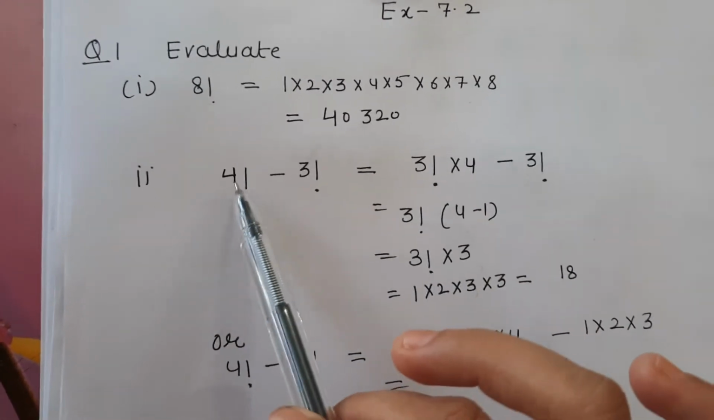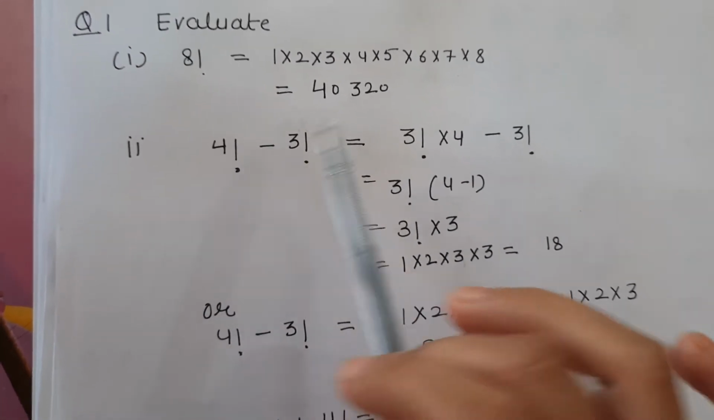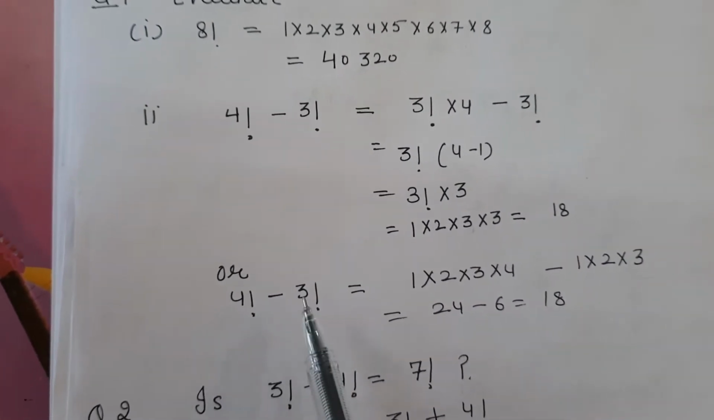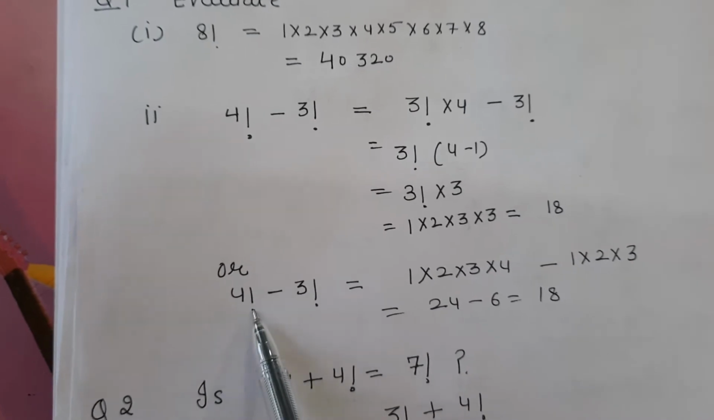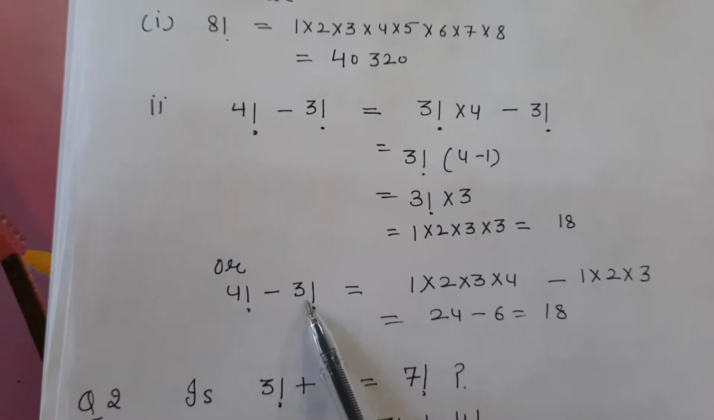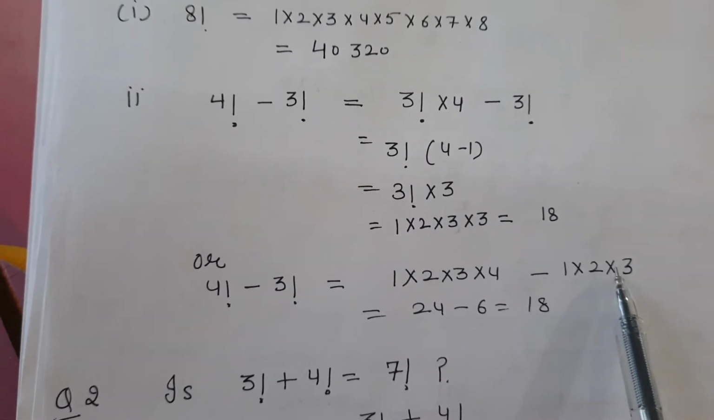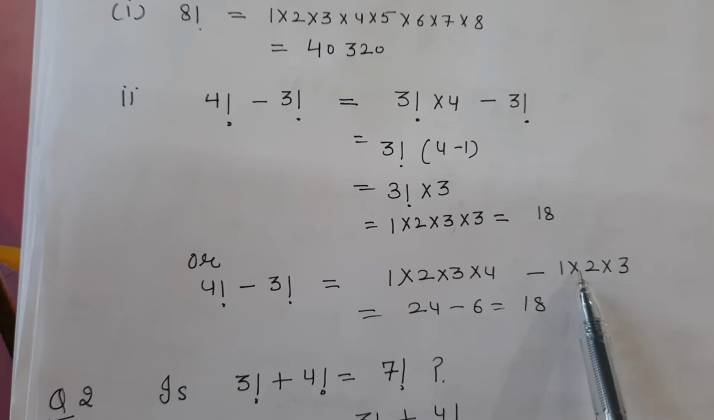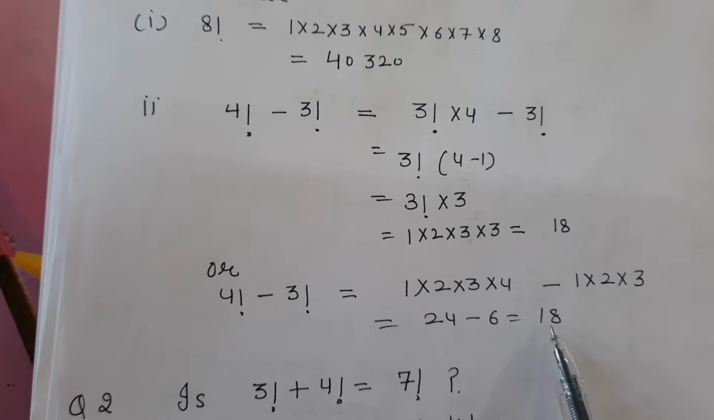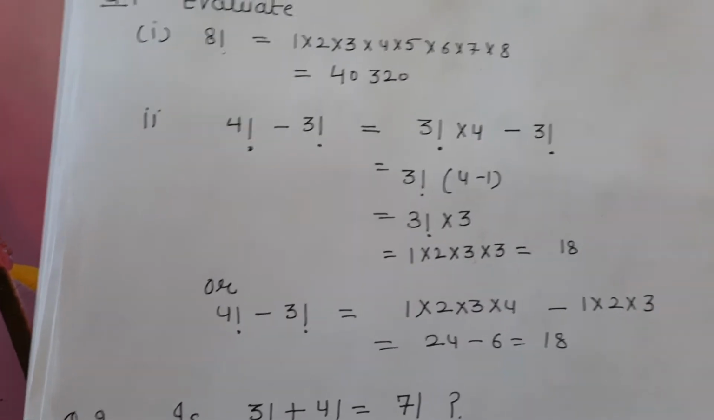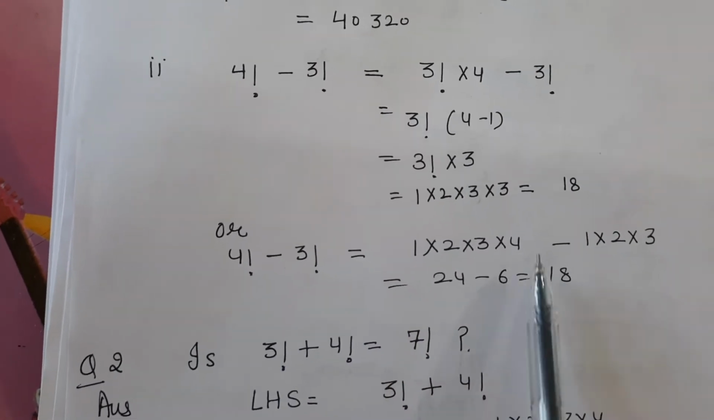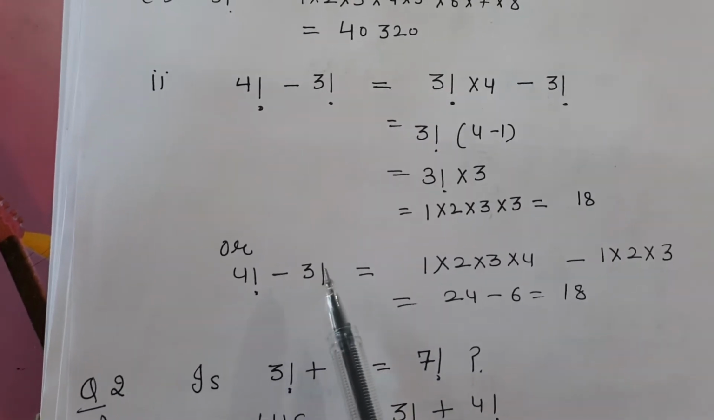The second part, 4 factorial minus 3 factorial. Now you can do this question in two ways. First I would like to discuss this method. 4 factorial minus 3 factorial. Now 4 factorial is 1 into 2 into 3 into 4, minus 3 factorial, which represents the product of first 3 natural numbers, so we have 1 into 2 into 3. So this is 24 minus 6. Answer will be 18. Right? Now from here you can also observe this is not equal to 1 factorial. Your answer is 18, that is not equal to 1 factorial, which is 1.